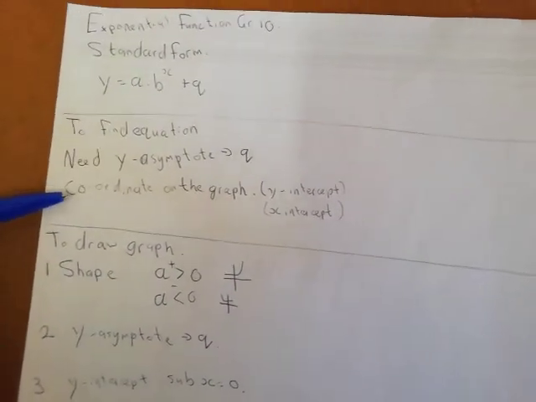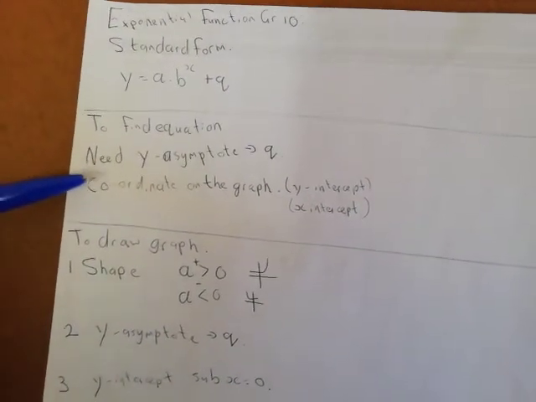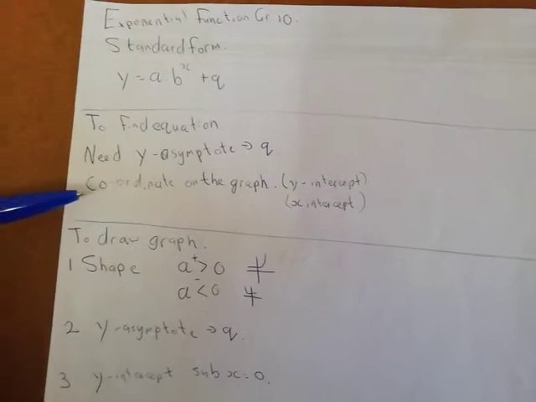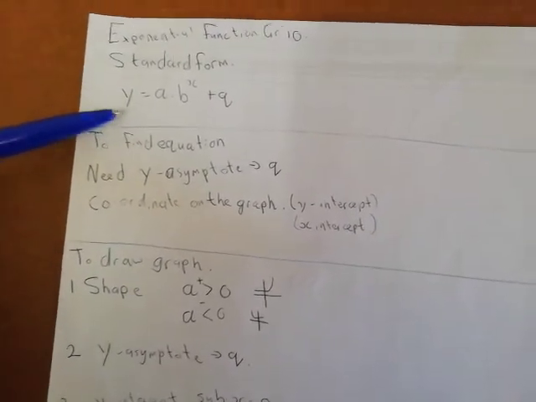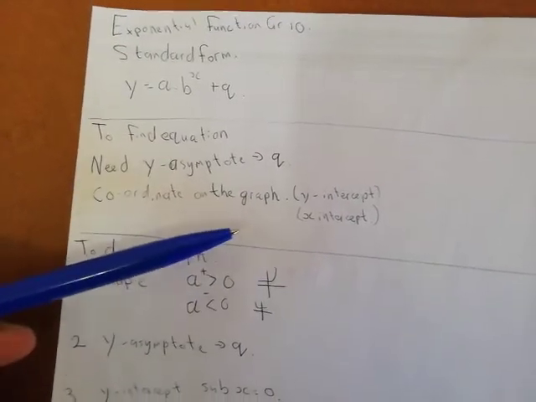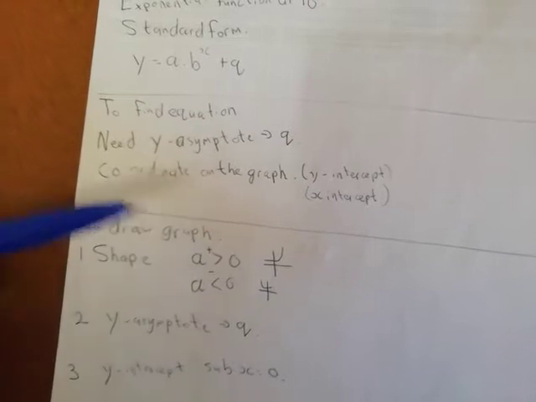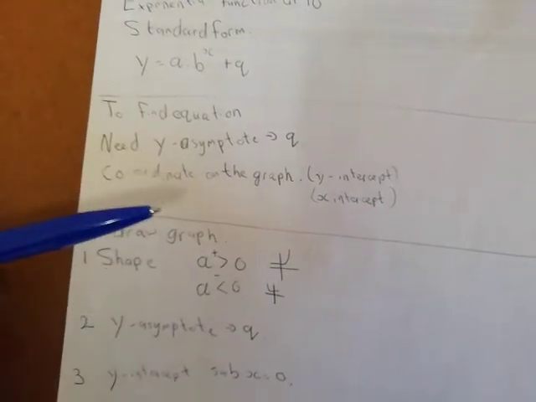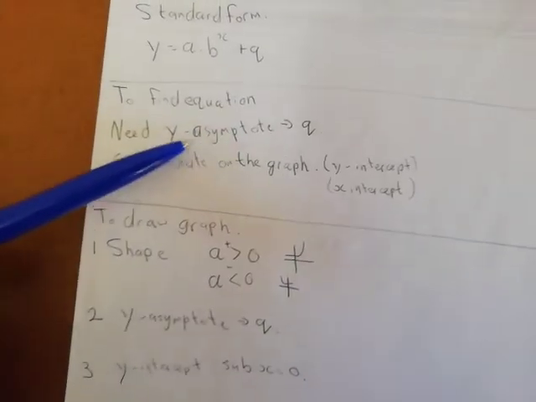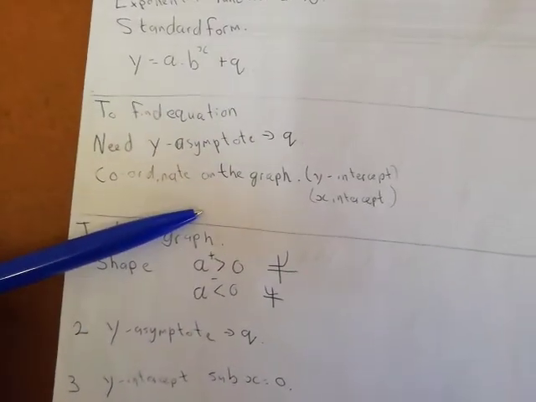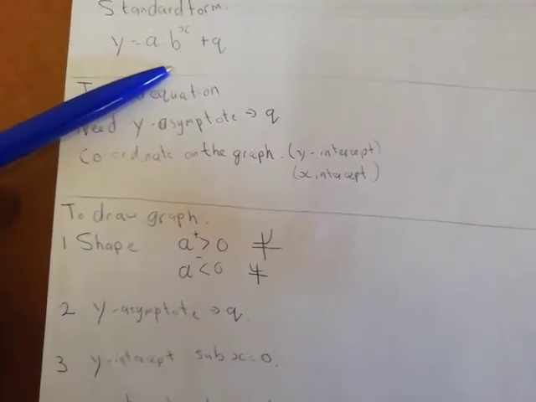Then you also need a different coordinate to substitute. It will be a point on the graph that you substitute. Sometimes it will be either your x or your y intercept, or they will give you a different coordinate to use. The basics stay the same. Find your y asymptote and check your second coordinate to substitute and find a and b.